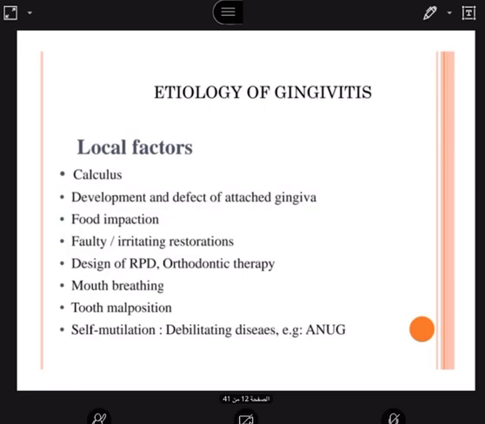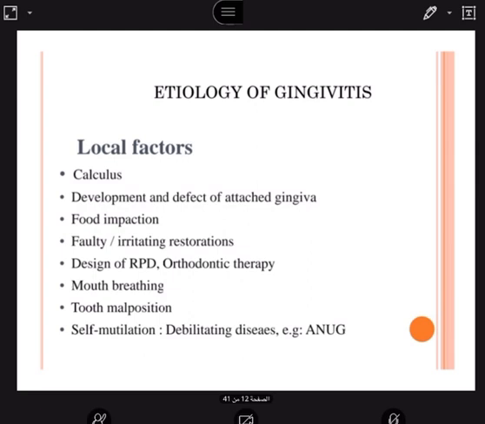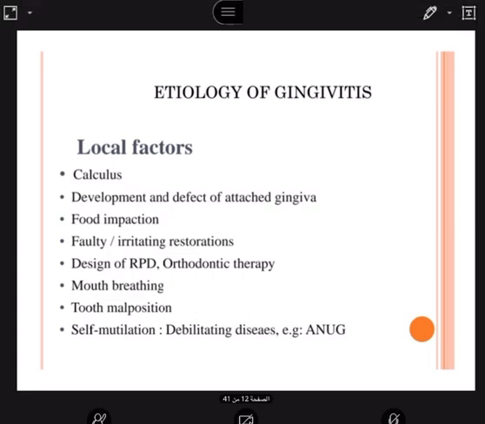Can anybody tell me, in mouth breathers, you will find it in one area. Can you tell me which area you will see the gingivitis in mouth breathers? Anybody? Yeah, very good. Okay, upper anterior. In the upper anterior you'll find marginal gingivitis, a classic inflammation. Okay, that is the classic feature of mouth breathing patients having gingivitis.